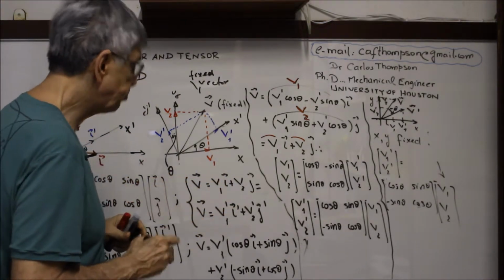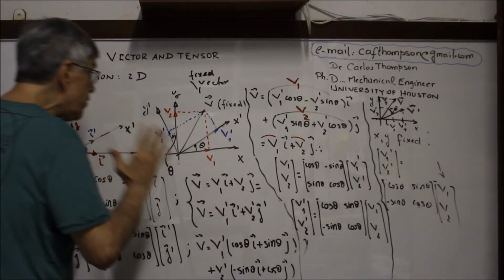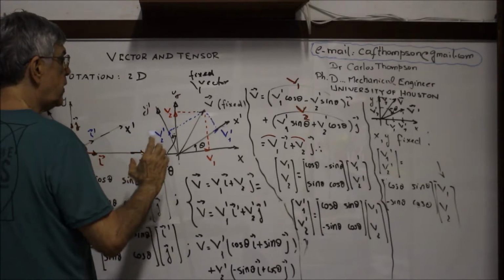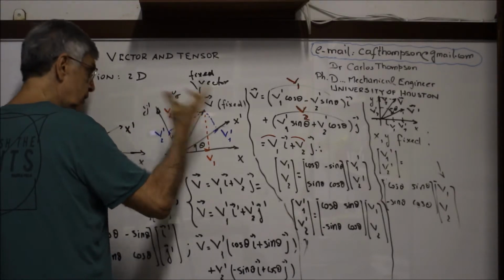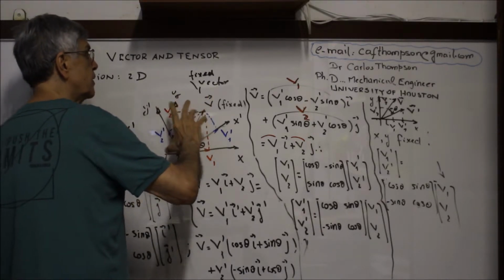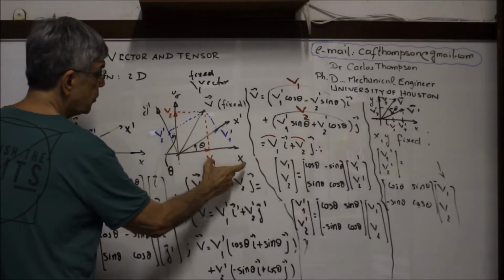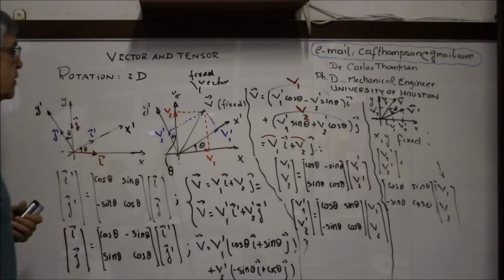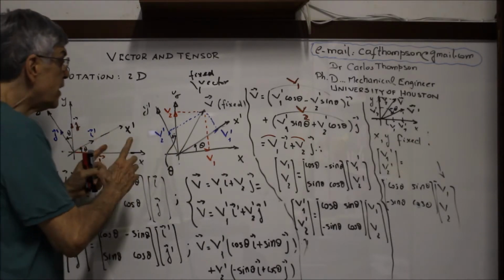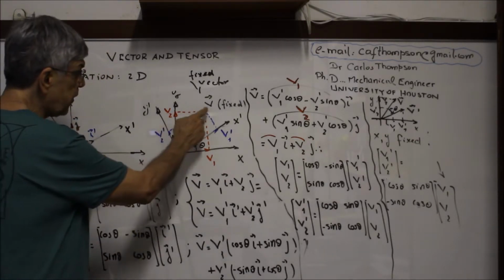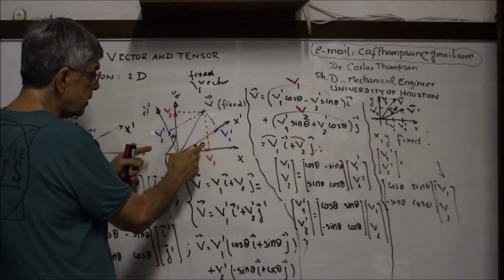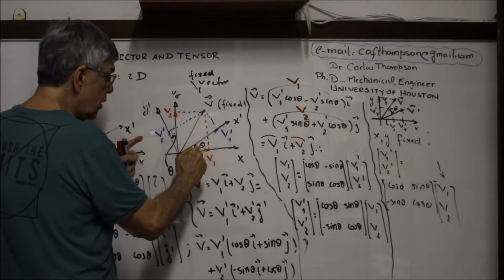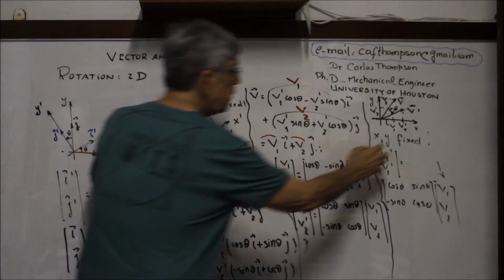Look how interesting the results are. The behavior of a fixed vector, in this case decomposed into two different systems, just rotating the system, is the same as if this vector here rotates clockwise by the same angle for the fixed x.